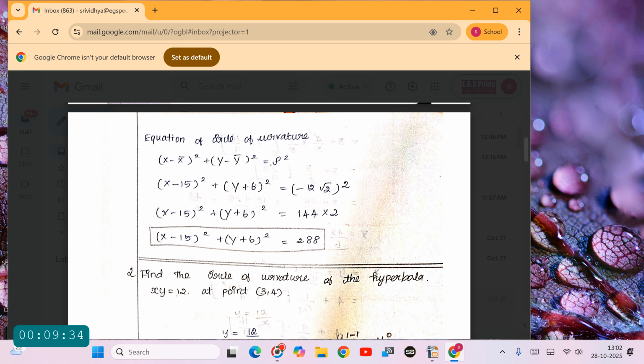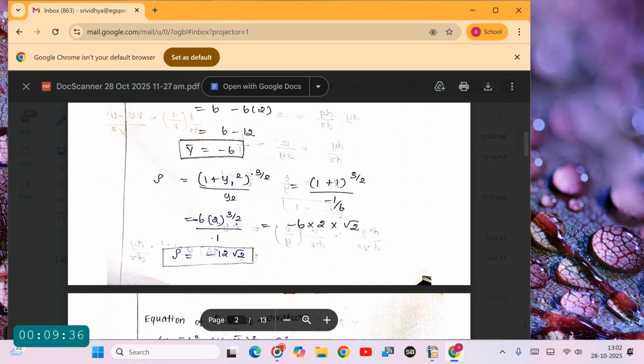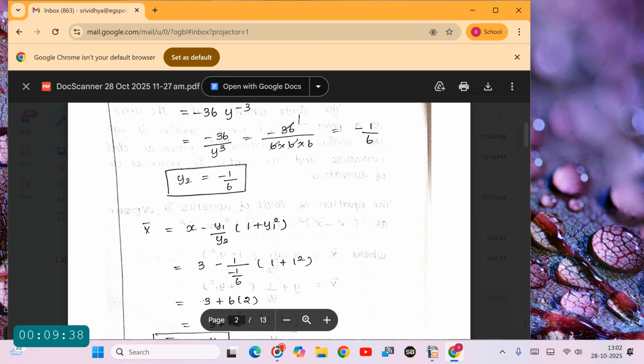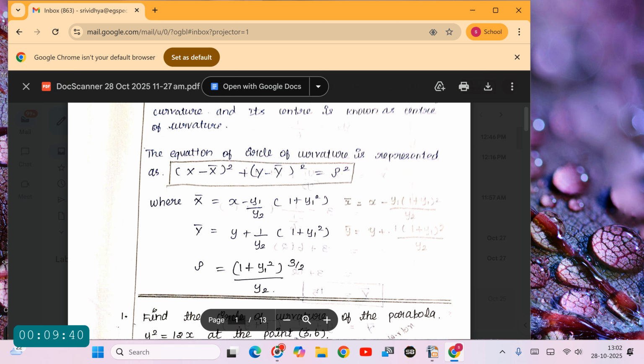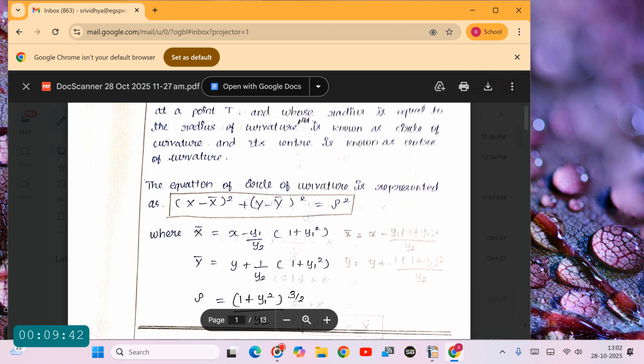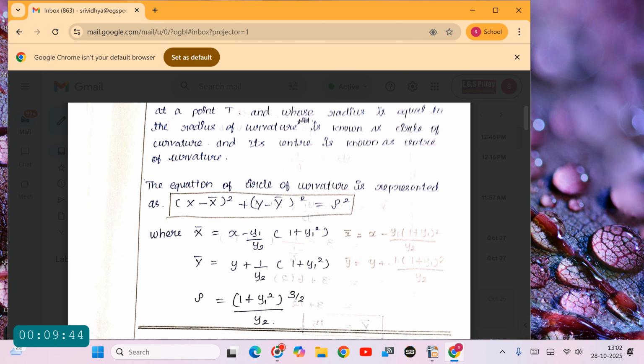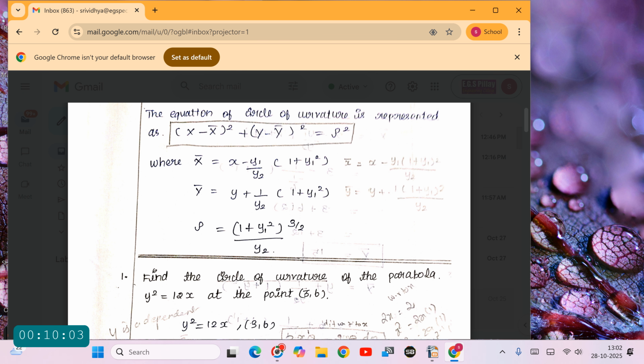Once again, let us go through the previous part. This is the equation of the circle of curvature: x minus x bar the whole square plus y minus y bar the whole square equal to rho square. In this case, x bar is equal to x minus y1 by y2 into 1 plus y1 square, and y bar is equal to y plus 1 by y2 into 1 plus y1 square, and rho equal to 1 plus y1 square whole power 3 by 2 by y2.